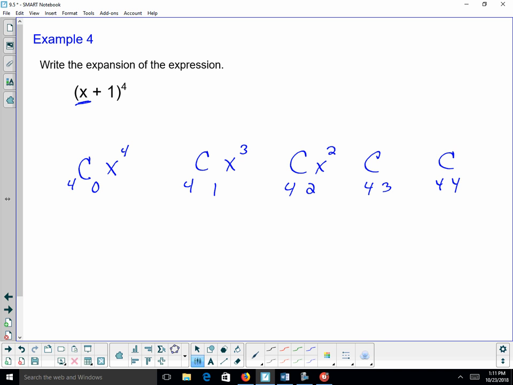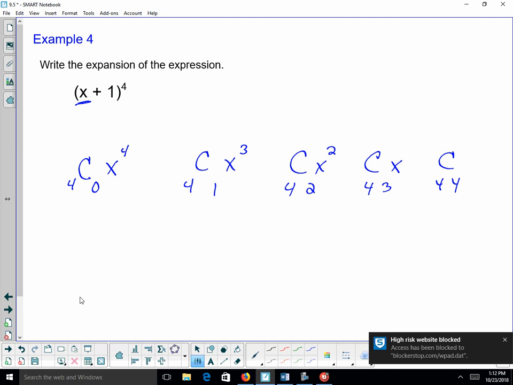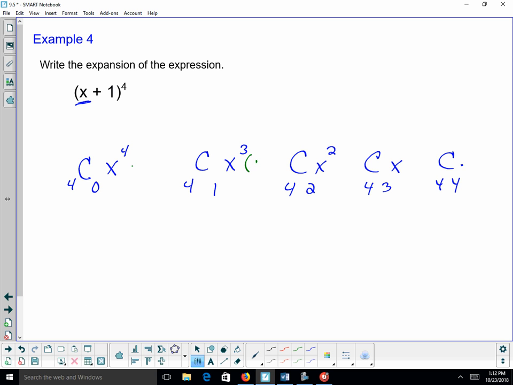X will be raised to second. X will be raised to first. And then x will be raised to zero power, which means it will just be 1, so I'm really not going to write anything there. Then I do the 1. So this would be 1 raised to 0 power, which would just be 1. This would be 1 raised to first, 1 raised to second, 1 raised to third, and 1 raised to fourth.